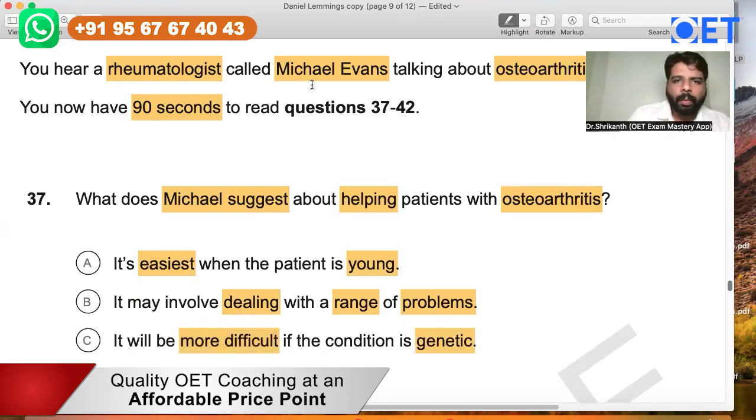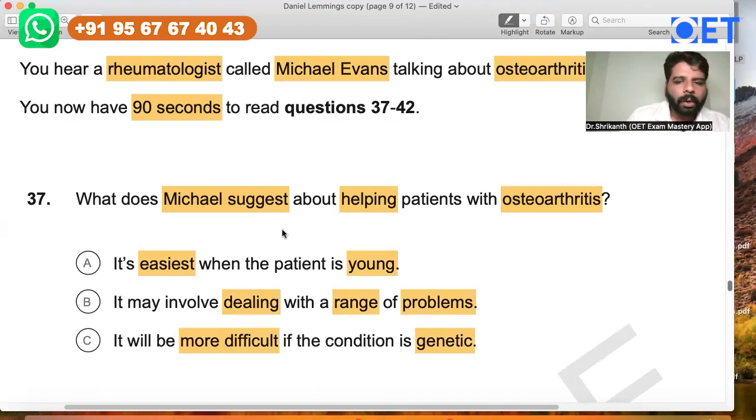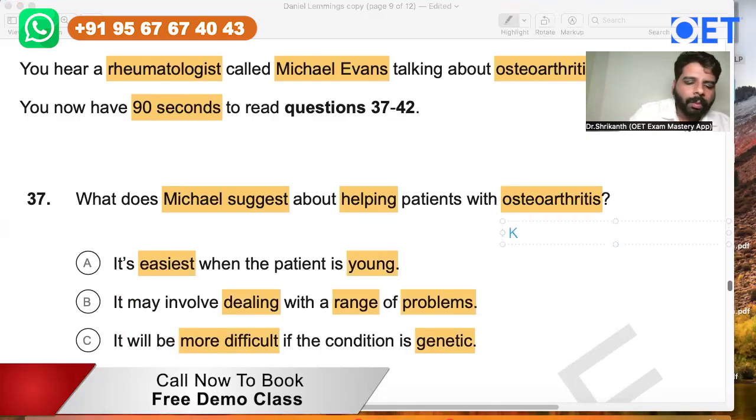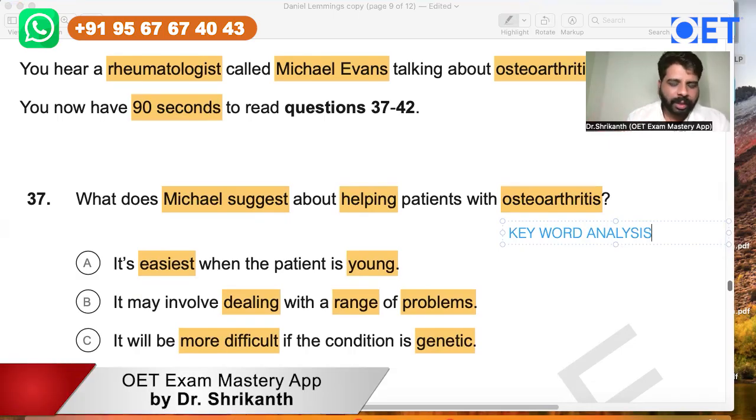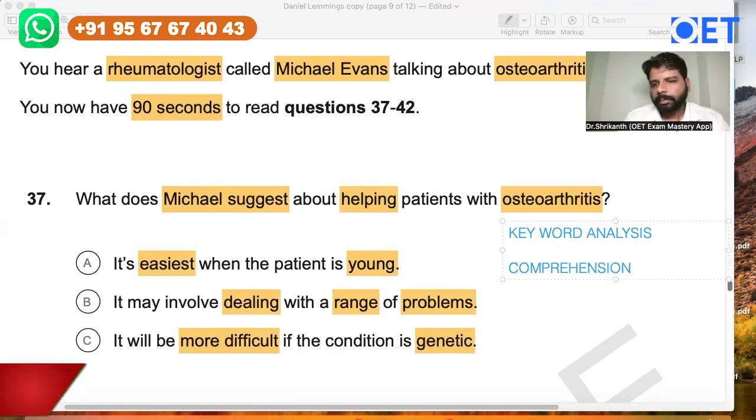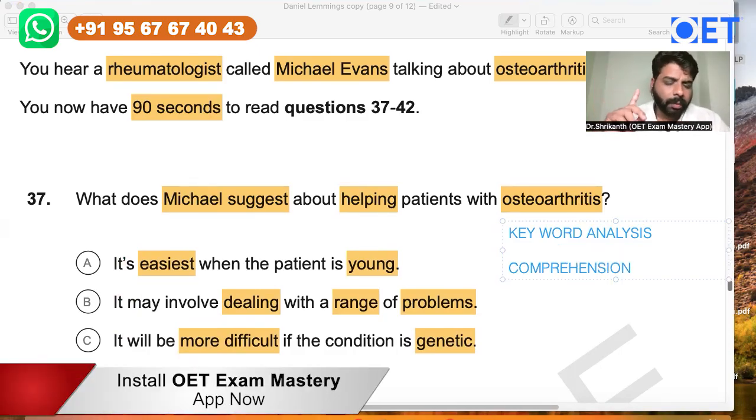Now, say answer option C, it will be more difficult if the condition is going to be genetic. Now, you see over here, what we have done over here is what we call the keyword analysis. Okay, this is a strategy. That is, you should be able to identify the keywords like this. Okay, and why are we doing the keyword analysis? We are doing the keyword analysis for step one, which is called comprehension of the question. Step number one is understanding the question. And another word for understanding is comprehension.